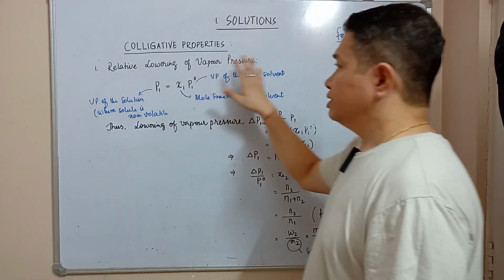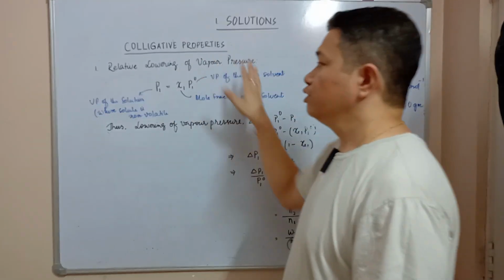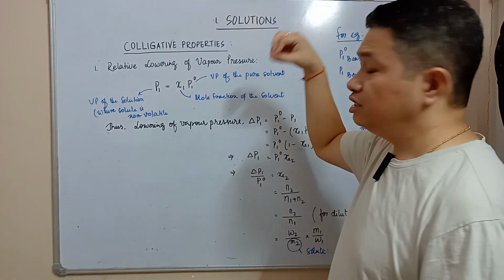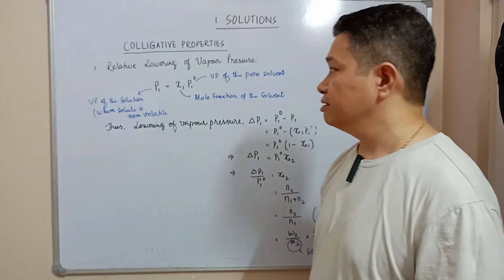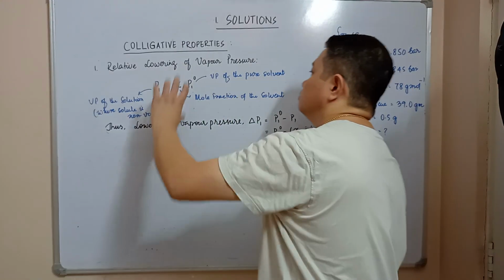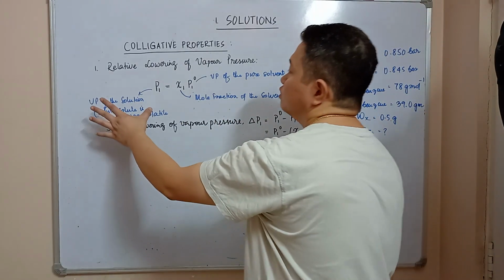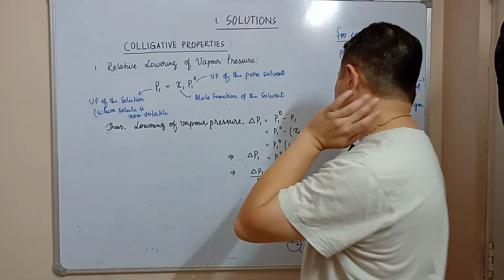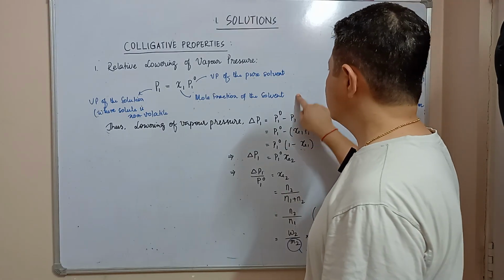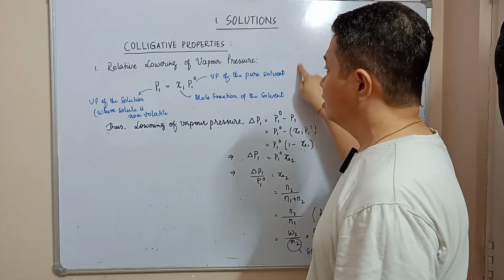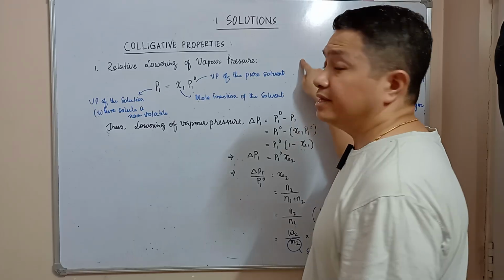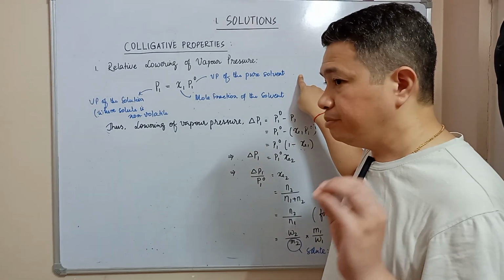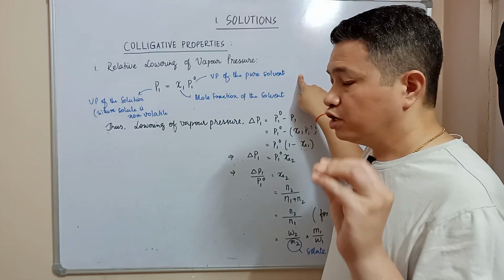The lowering of vapor pressure, or relative lowering of vapor pressure, is directly proportional to the quantity of the solid that you are dissolving. So there's a mathematical expression which shows the vapor pressure of the solution and the mole fraction of the solvent. And this one is according to Raoult's law.